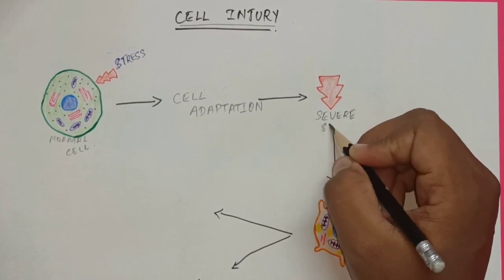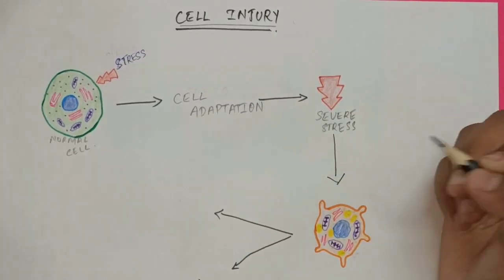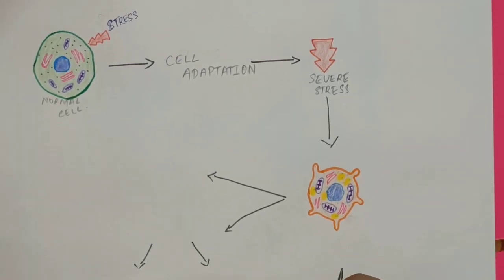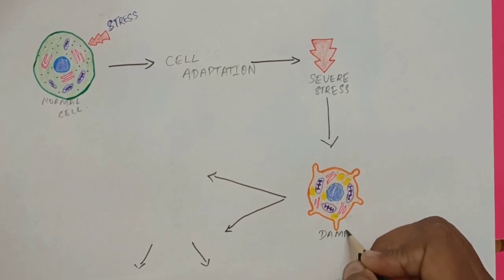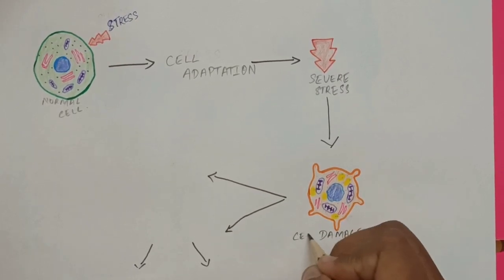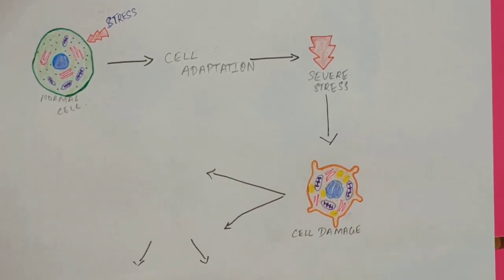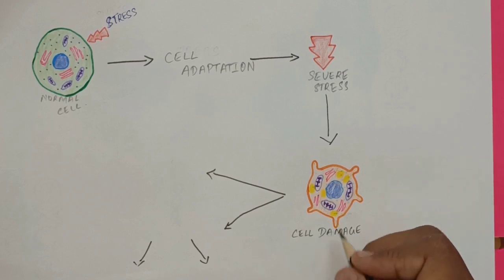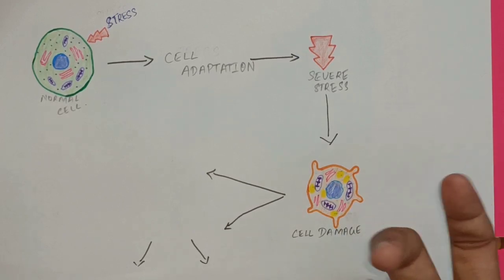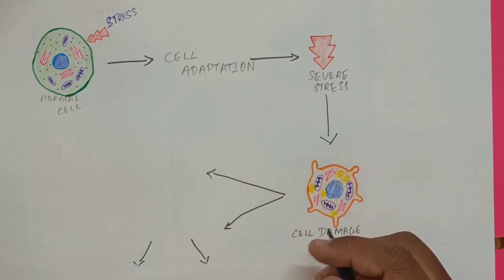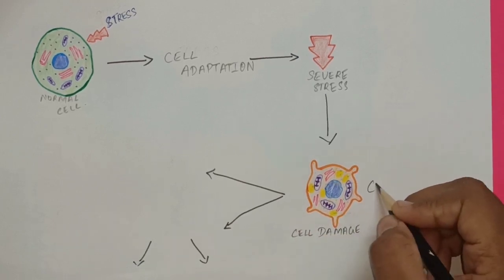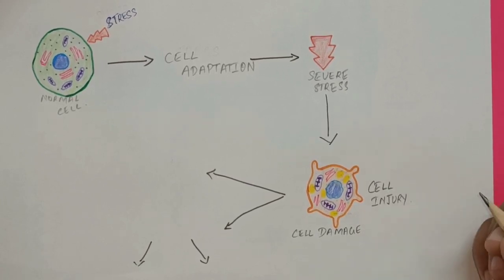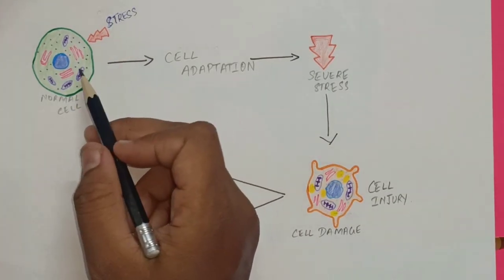Okay, this is your severe stress. Just to indicate that stress, I have drawn an arrow mark like this. This is how the normal cell will get damaged and produce a damaged cell. This is called cell damage or cell injury. We are going to see cell injury in detail, and you have two types of cell injuries, that is reversible and irreversible. In this video we are just going to concentrate on reversible only.